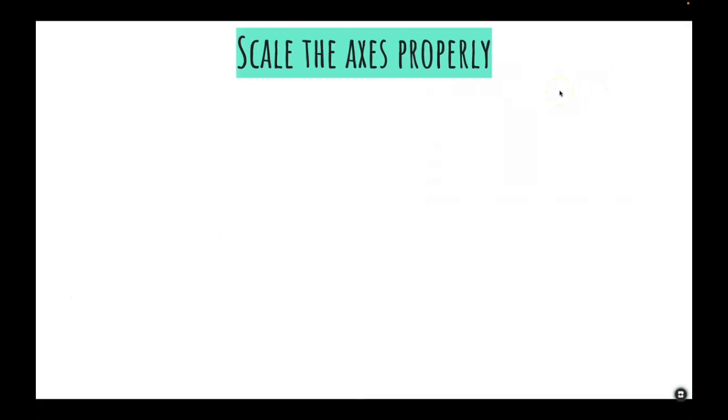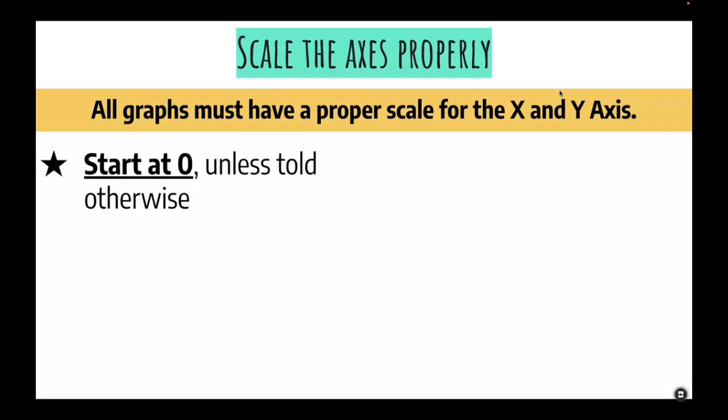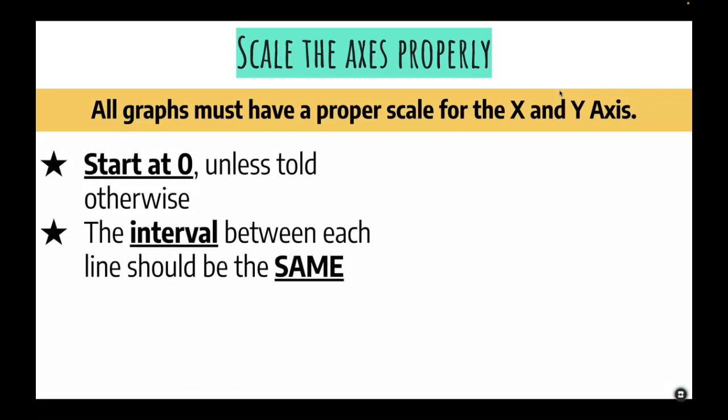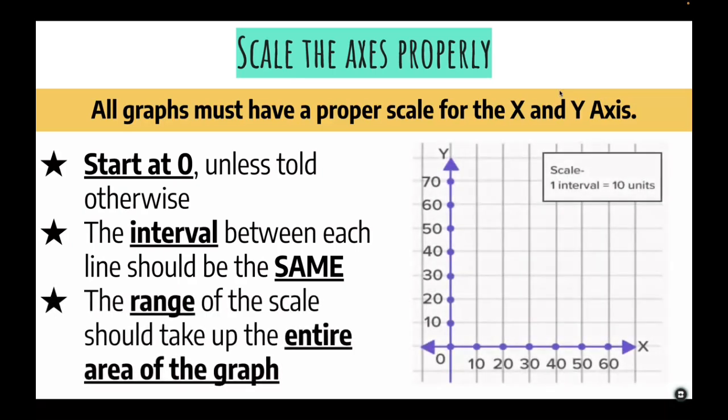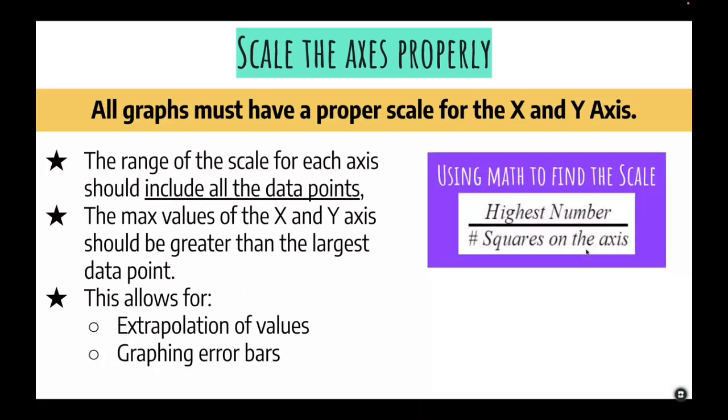All right, let's talk about proper scaling. All your graphs must have a proper scale for the x and y axis. So you usually want to start at 0 when you're graphing unless told otherwise. And you want to make sure that you're using equal intervals between scale marks. So for example, here you're going by 10 each time. All right, and so how can you make sure you're using up your entire area of the graph? I'll give you a formula in a second. So here is the formula. You're going to want to use the highest number on your y-axis divided by the number of squares on the axis.